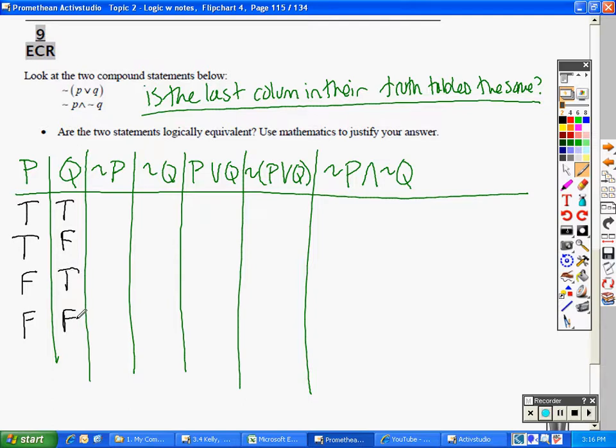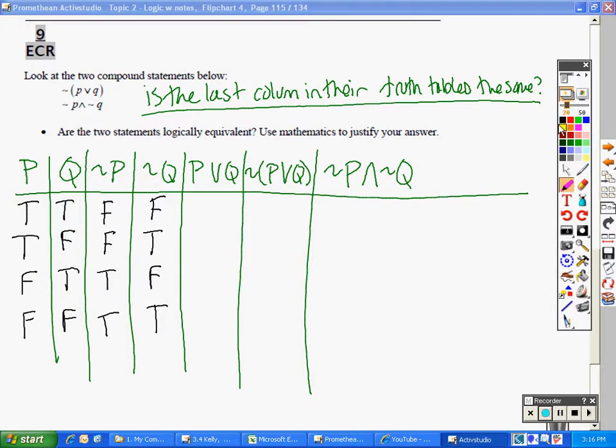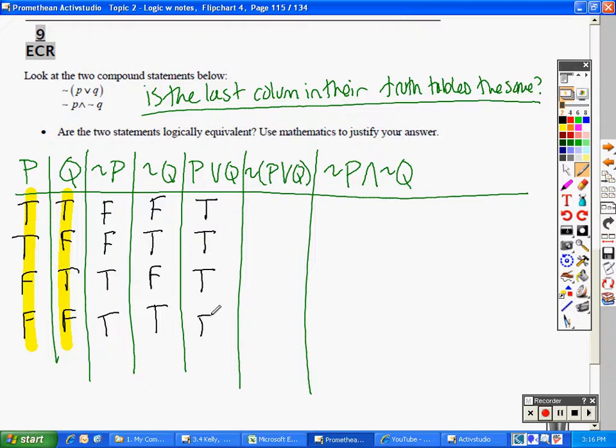All right, these first 2 columns are given to you. The opposite of the P column is false, false, true, true. The opposite of the Q column is false, true, false, true. The statement P or Q, I'm looking here at P, and I'm looking here at Q. True or true is true. True or false is true. False or true is true. False or false is false. That's because the rule for the or was false or false equals false. That's what I was looking for.